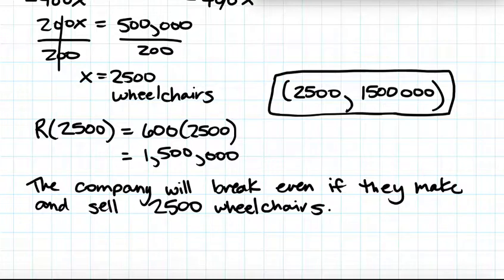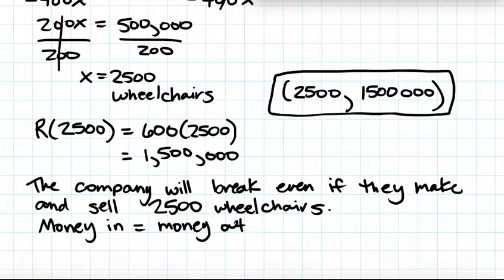We can also say that at that point, when they make and sell 2,500 wheelchairs, money in will equal money out, costs equal revenue, and those two values will both be 1.5 million. If the company makes fewer than 2,500 wheelchairs, then they're going to be losing money. If they make more than 2,500 wheelchairs, then they're going to start making money or having a profit.